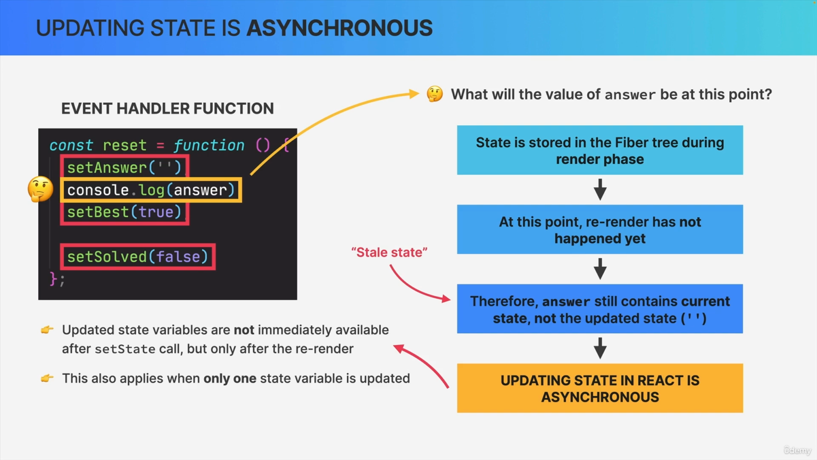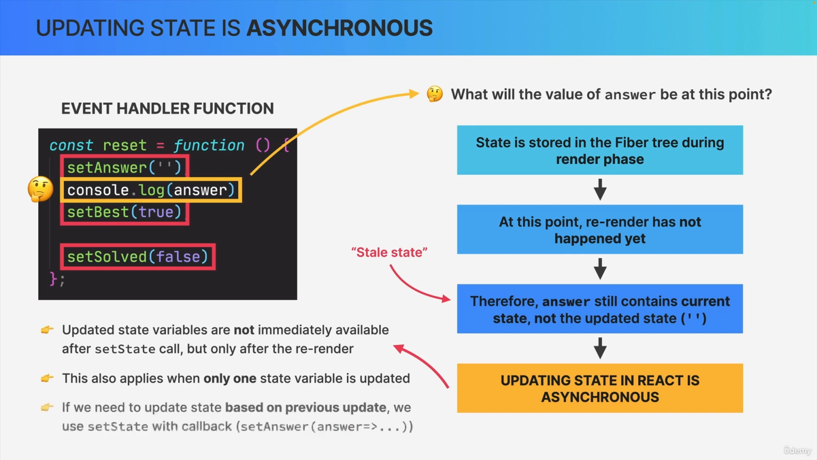Now, sometimes we actually do need the new value immediately after updating it. And in the case that we need the new value in order to update the same state again, or in other words, if we need to update state based on a previous state update in the same event handler, we can pass a callback function into the setState function instead of a single value. And we have actually done this in practice all the time, right?